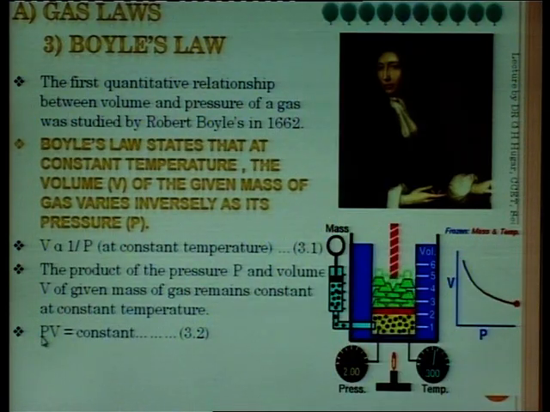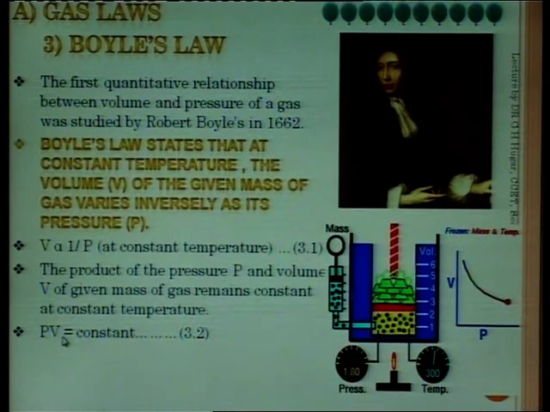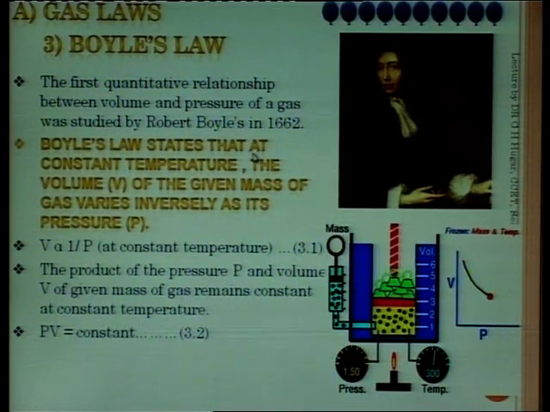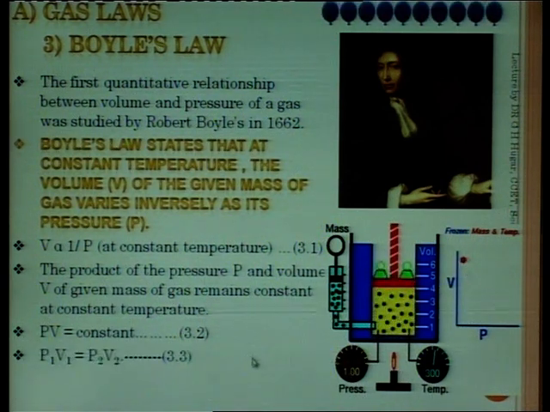If I multiply the volume and pressure of the given mass of a gas at constant temperature, it will be a constant. This is another way of writing mathematically the Boyle's law. So, this is the statement you should remember: Boyle's law states that at constant temperature the volume of given mass of a gas varies inversely as its pressure. We can represent this by another equation, P1V1 equals P2V2 at constant temperature.